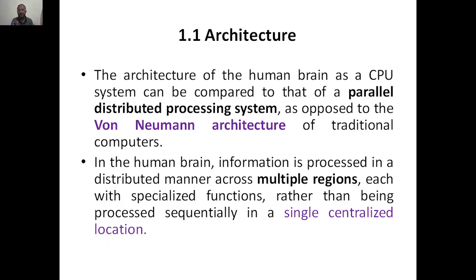It is there in your syllabus. So let's begin the architecture of brain and CPU. Now the architecture of the human brain as a CPU system can be compared to that of a parallel distributed processing system.